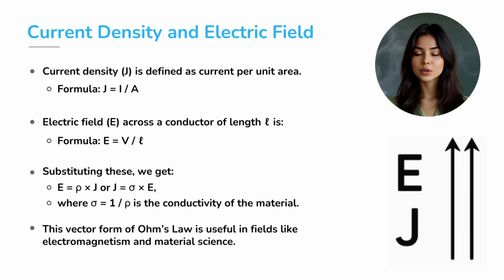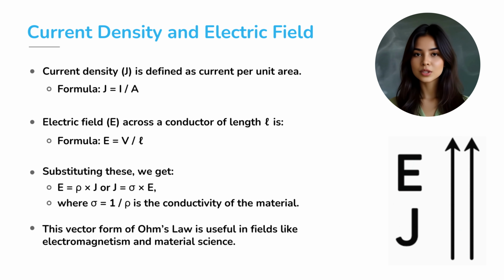Current density, denoted by capital J, is defined as current per unit area. So, J equals I divided by A. Also, the electric field across a conductor of length L is E equals V divided by L. Now, from the full version of Ohm's law, we already have V equals I times rho times L divided by A. When we substitute and simplify, we get E equals rho times J, or we can write it as J equals sigma times E. Here, sigma is called conductivity, and it equals 1 divided by resistivity.